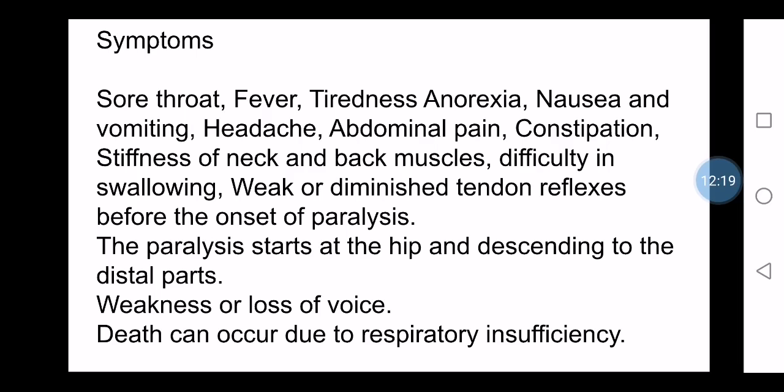And the paralysis starts at the hip and descends to the distal parts. So in the hip usually the paralysis starts and it descends to the distal parts.